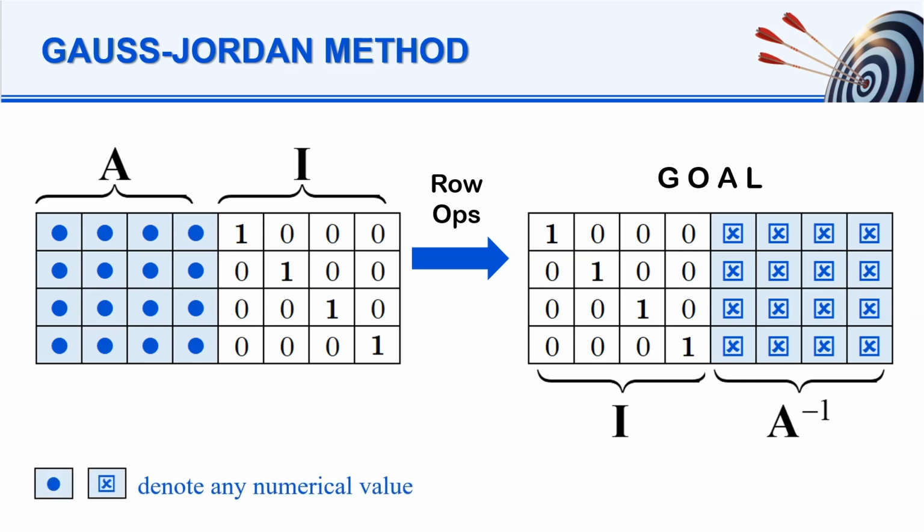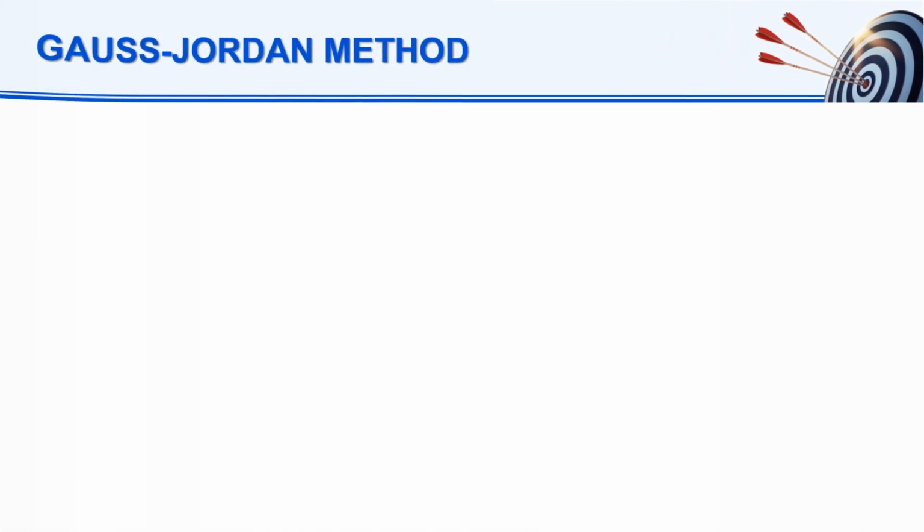Keep in mind that the symbols used as matrix elements in these illustrations do not represent the same numerical value, and some of which may even be 0. The goal is to transform the matrix A on the left-hand side into the identity matrix.